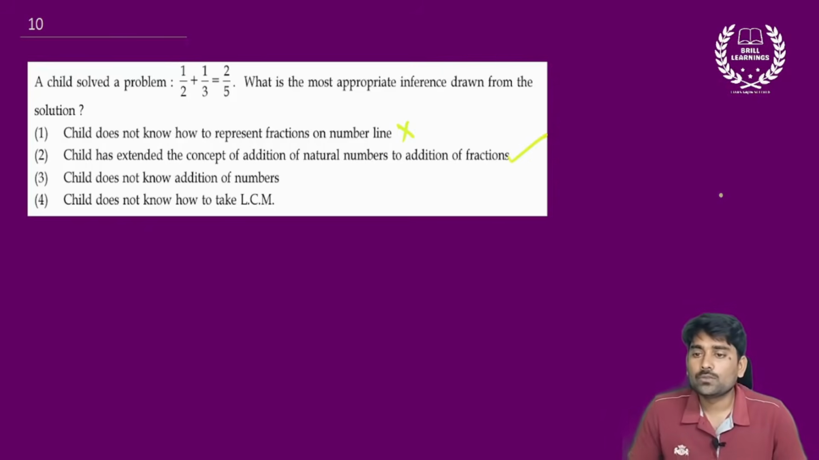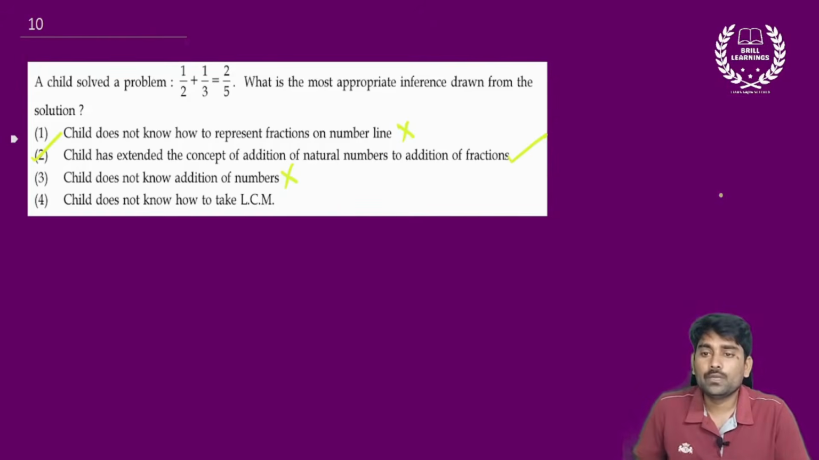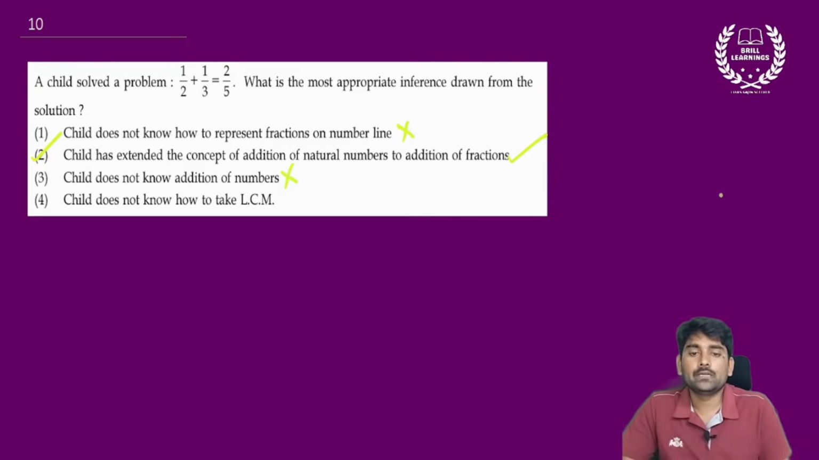So let's check the third option. The child doesn't know the addition of numbers. So this is also wrong. The child doesn't know how to take LCM. Here, the child may not know the concept of LCM, but as compared to the second option, this is less appropriate. That is, the second one is the most appropriate. Here, the child extended the concept of addition of natural numbers to the addition of fractions. Directly he added the numbers, 1 plus 1, 2. So the numerators he added up, and then the denominators he added up too.